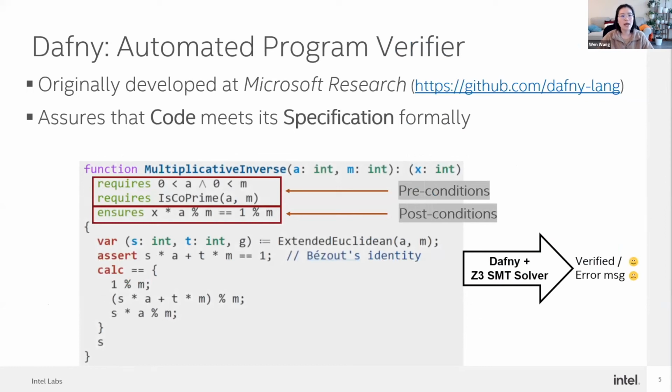Now let's talk about the actual verifier that we use in our work, which is called Dafny. It's an automated program verifier. And just to give you a bit more background about Dafny, it was originally developed by Microsoft Research. And actually, it's not just a product of academia. It has been used to verify real-world software systems.